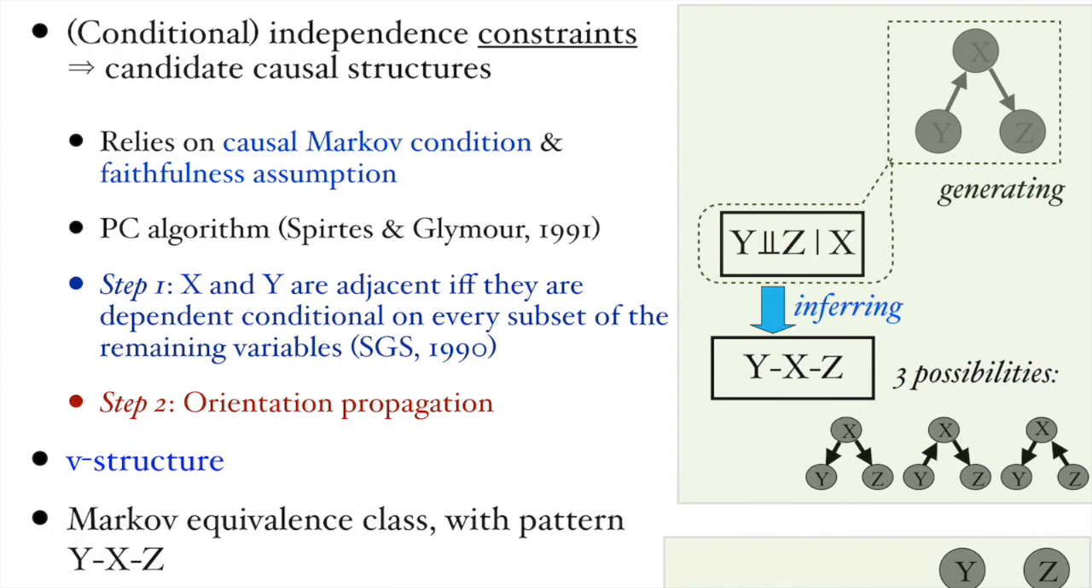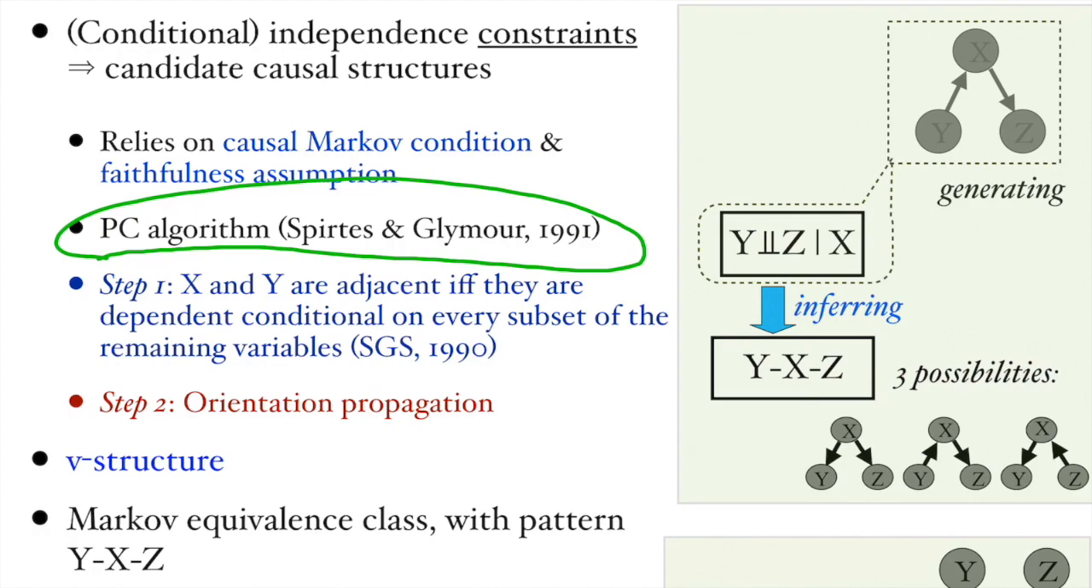A typical method is called the PC algorithm. P is for Peter Spirtes, C is for Clark Glymour, the first letters of the first names, Peter and Clark. There are two steps. The first step is to find a skeleton by making use of conditional independence in a tricky way. In this way, we can do a minimal number of independence tests. The second step is to do orientation propagation. First, you determine the base structure, and then you do orientation propagation. I will give you more detail later.